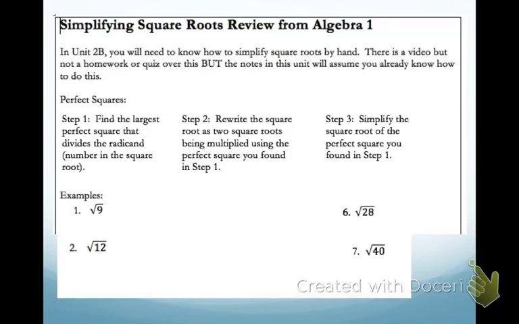Algebra 2. This is a review of how to simplify square roots from Algebra 1. So in the unit you're going to study, you need to know how to simplify square roots. So let's go through just a review of how to do that. Remember, when we're simplifying, we are actually just taking any perfect squares that we can, or any perfect squares of any factors that we can. We're not putting the roots on our calculator and estimating.